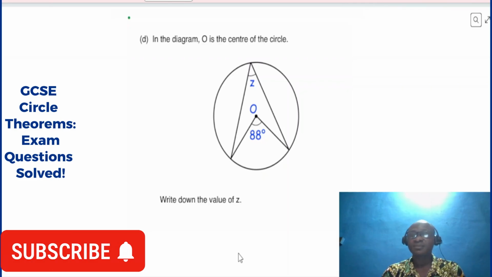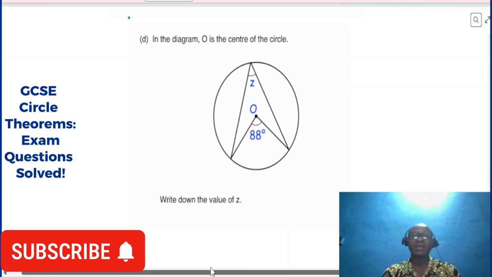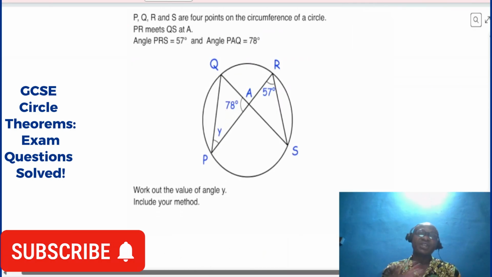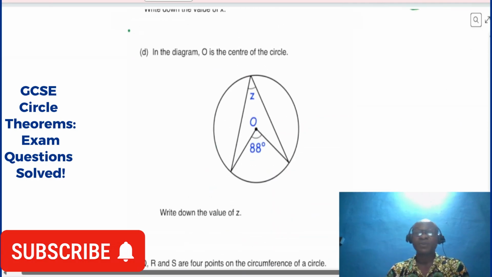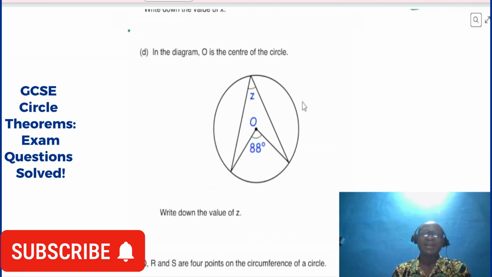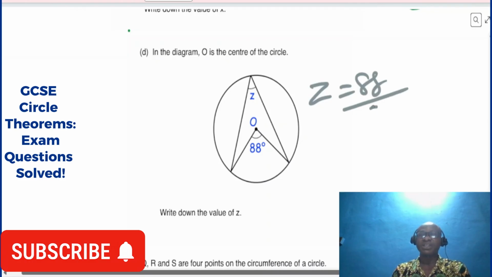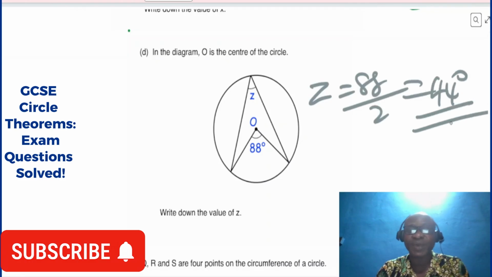The answer will be 44 degrees. Okay, so you can see now you have started applying the theorems. Look at this one. Your answer is correct: 44 degrees, which is half the center is equal to the circumference. Half Z is equal to 88 divided by 2, and that is 44 degrees. Angle at center is twice the circumference.